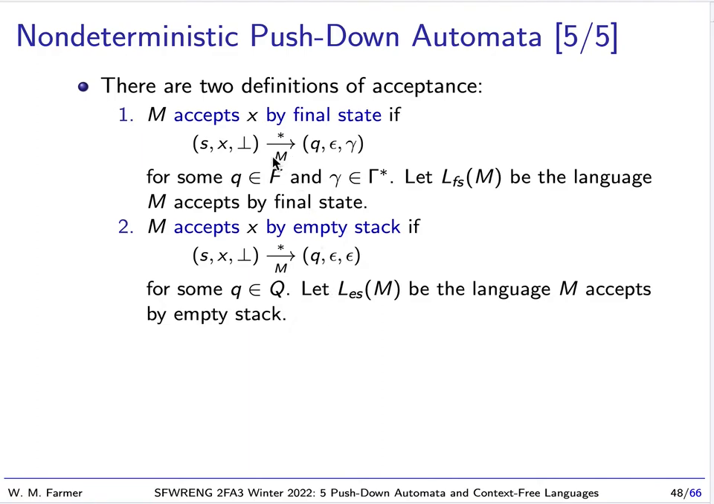Now, there's another way of accepting, and that is acceptance by empty stack. So here we start with the initial configuration, and then we're going to go to this configuration. And the important thing here is that because we have epsilon in the second part, it means we've read the whole string. And because we have epsilon in the third part, that means the stack is empty. And so if we read the whole string and we end up in a configuration where the stack is empty, we will accept. That's called accepting by empty stack. And we can talk about the language of the machine that's accepted by this method of acceptance.